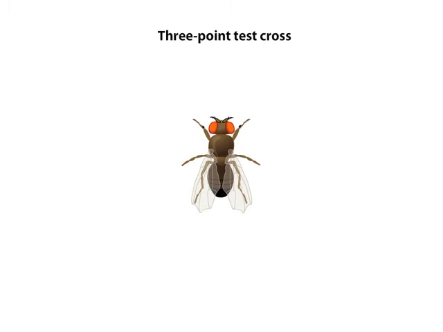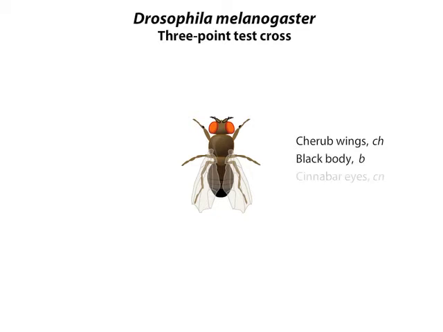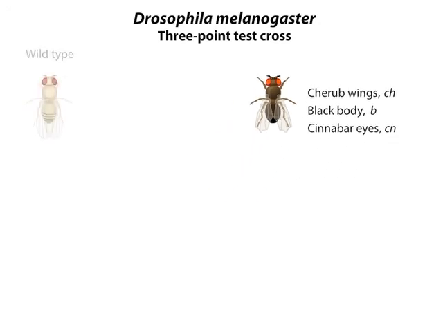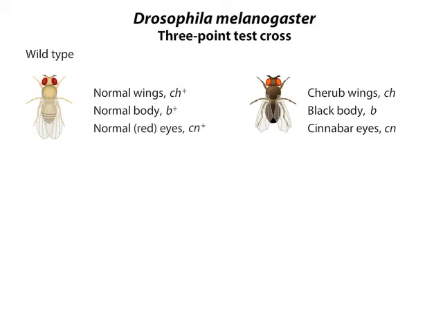A three-point test cross is an efficient mapping technique for finding out the order of three genes on a chromosome. We will use it for three genes, all located on chromosome 2, in Drosophila melanogaster: cherub wings, ch, black body, b, and cinnabar eyes, cn. This fly is homozygous for the mutant alleles of these genes. In contrast, a wild-type fly has longer wings, lighter body color, and slightly darker red eyes. The wild-type alleles are indicated by a superscripted plus sign. For these particular genes, the wild-type alleles are dominant to the mutant alleles.